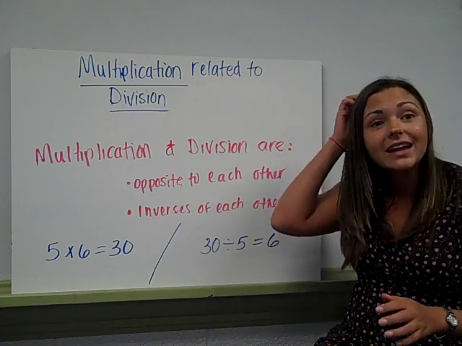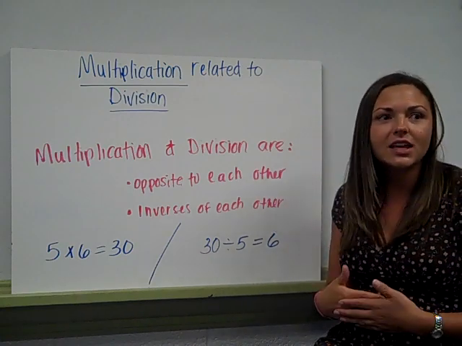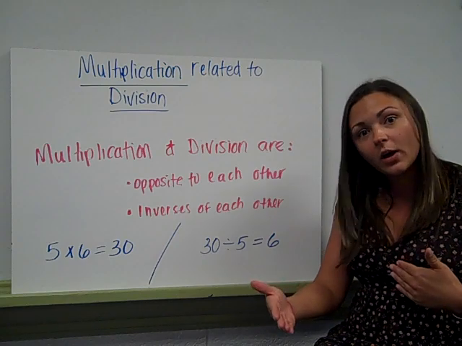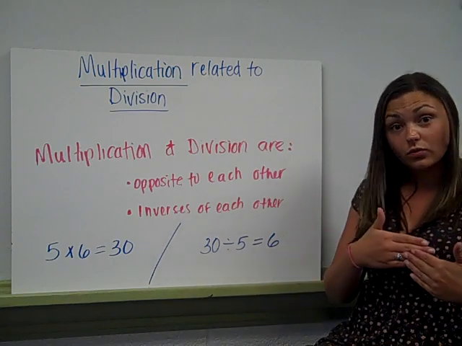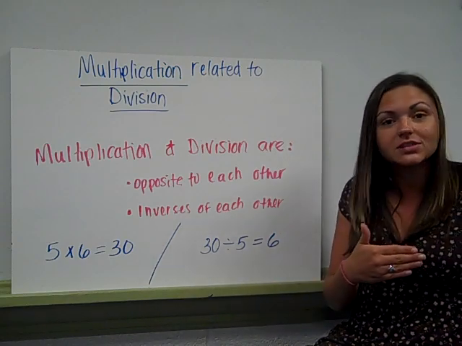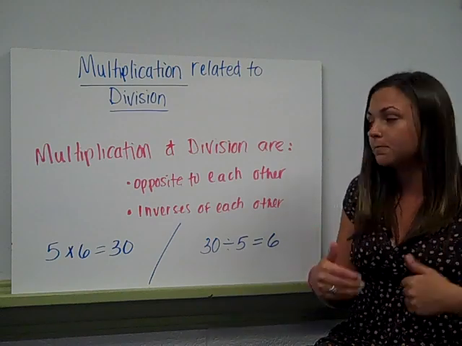The same thing as with adding and subtracting. If I have 10 and I add 2 to it, I have 12. If I subtract 2 from it, I have 10, where I originally started. They're opposites of each other.